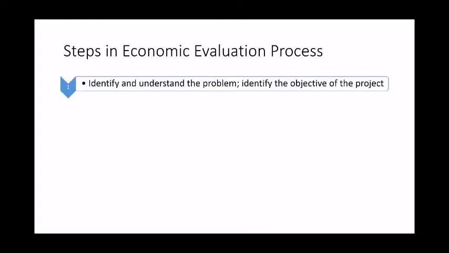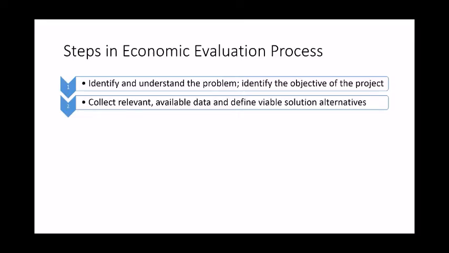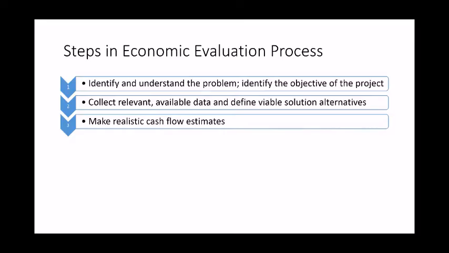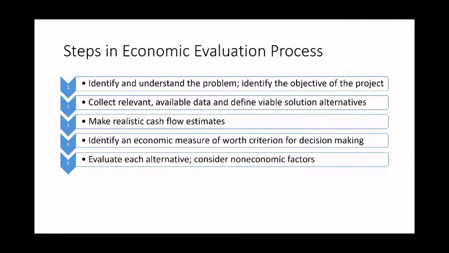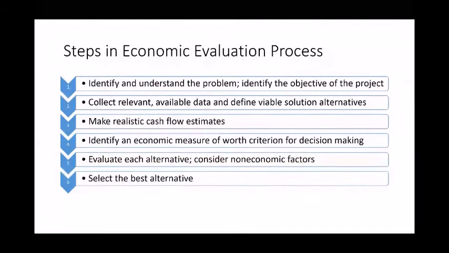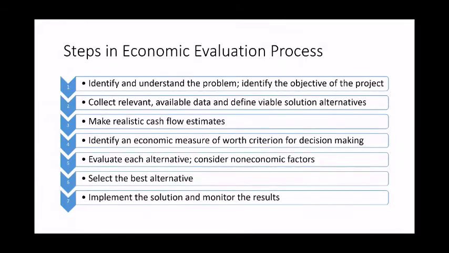Okay, so we see that the first step is to identify and understand the problem and identify the objectives of the project. Secondly, we collect relevant information, available data, and define the viable solution alternatives. The third step is to make realistic cash flow estimates. The fourth is to identify an economic measure of worth criterion for decision making. The fifth is to evaluate the alternatives, considering also the non-economic factors. After we evaluate the alternatives, it is time for us to select the best alternative from the evaluation that we conducted. And then seven, of course, is implementation of the solution. Well, in engineering economics, we go farther, but in our course, we are only up to selecting the best alternative.